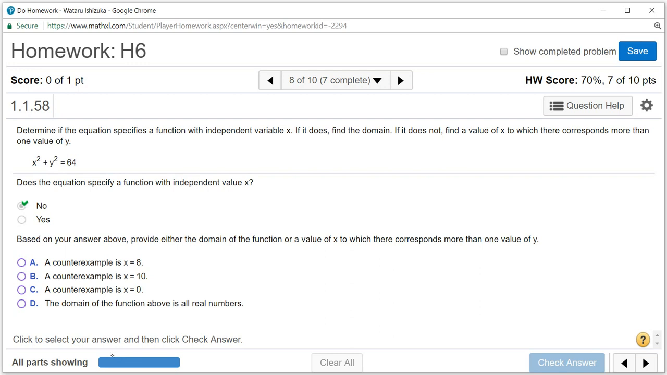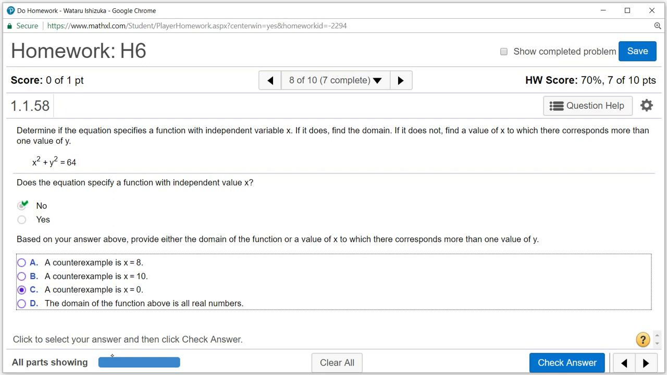If you put the 0 here, then for x equals 0, y squared has to be 64. So y is going to be plus or minus 8. So you have two separate y values. So as a counterexample, x equals 0 would work.